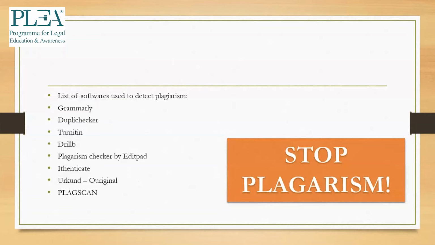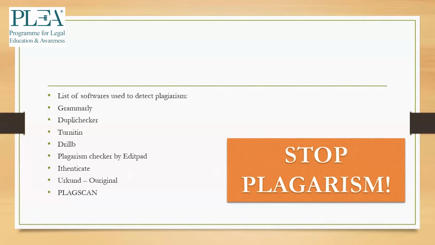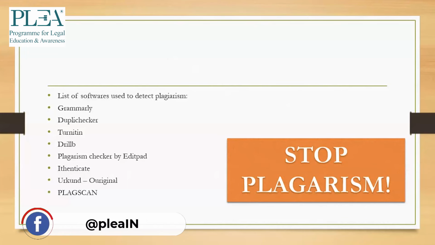These are the softwares you can use to check the level of plagiarism in your research. List of softwares used to detect plagiarism. Some of them are free of cost, like Dupli Checker. You have Drillbit, Turnitin, Grammarly, Authenticate, Urkund. Urkund has its own, that is Ouriginal. Plagiarism Checker by EditPad, Flag Scan.